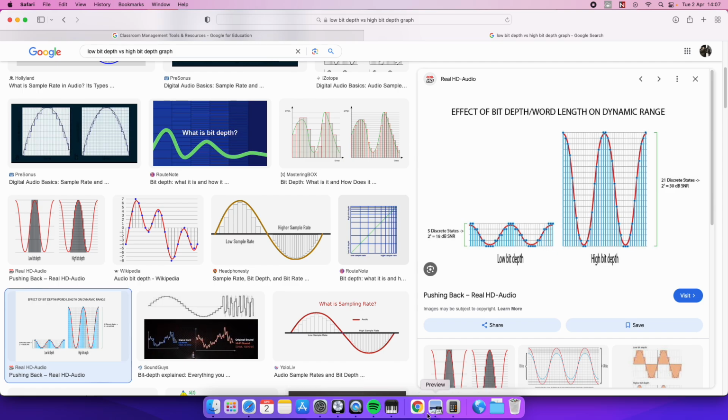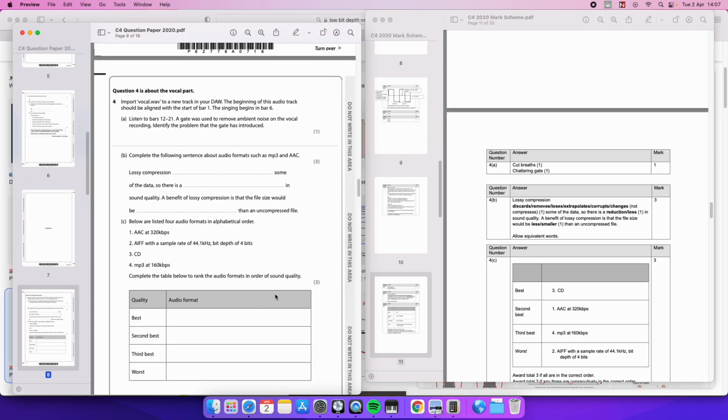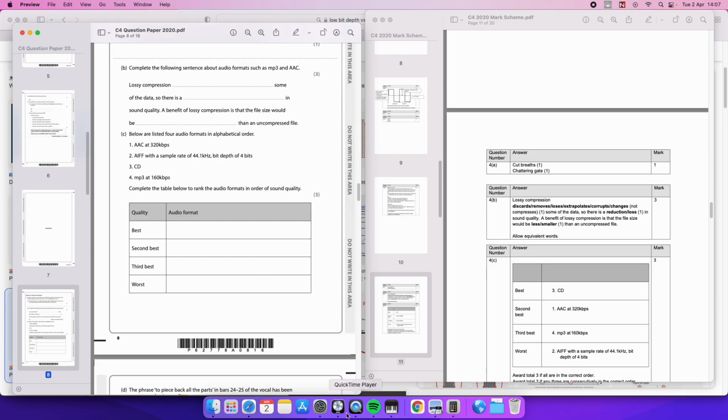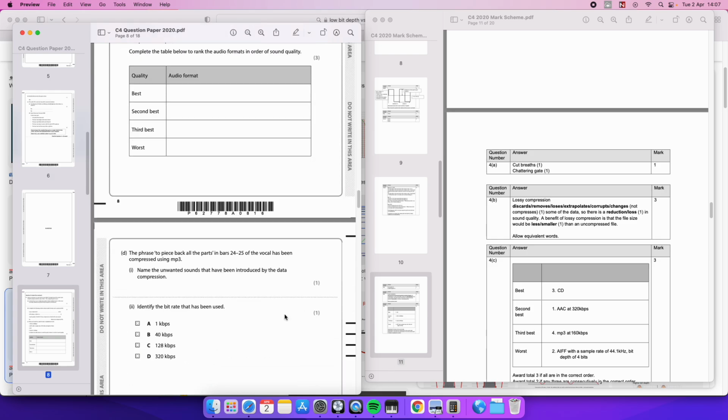Let's go back to preview. So there's our audio quality. Again, I think there's some stuff in the classroom where you can look around elsewhere to see what the best audio quality is, what the worst audio quality is, what these formats are, etc.